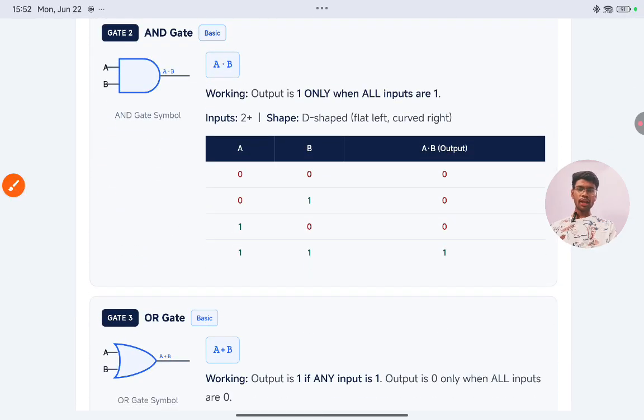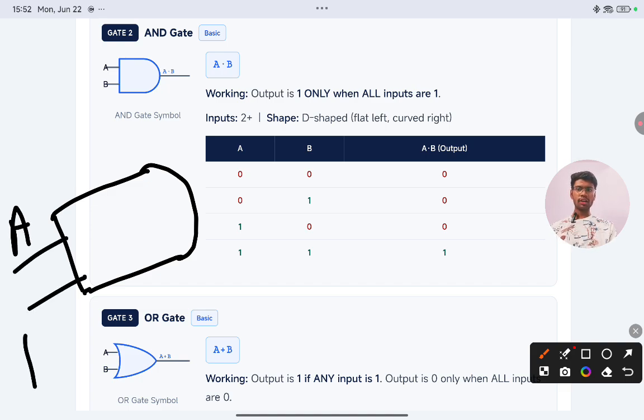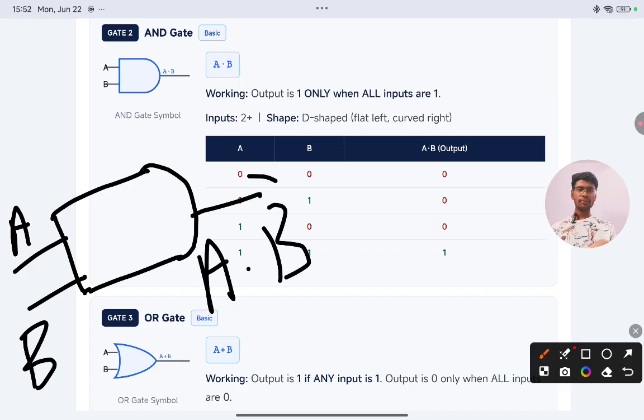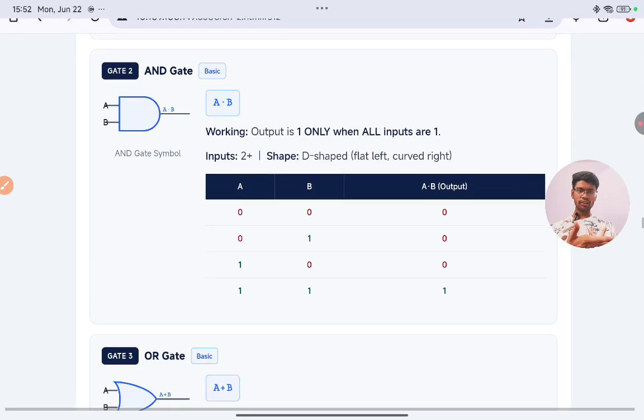Then it is your AND gate. The AND gate uses this kind of symbol. There's a rectangle and there's some house type of structure here. When passing two operands, it's a binary operation. A, B then gives A dot B. It's basically D shaped, right? And we know how to do it. 0 dot 0 is 0, 0 dot 1 is 0, 1 dot 0 is 0, 1 dot 1 is 1. Only when everything is 1, it gives 1. Even if one is 0, it will give 0, right?